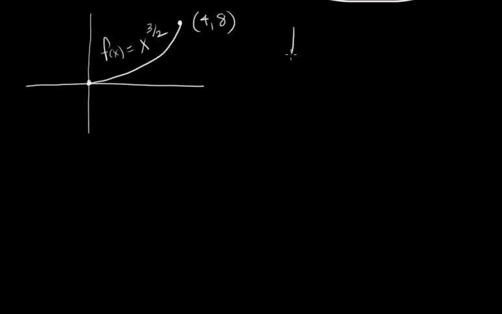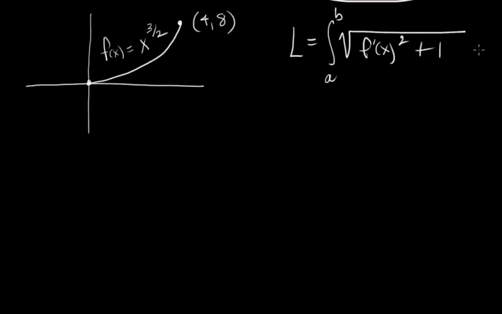So here's an example. Let's write the formula down again. L is equal to the integral from a to b of the square root of f prime of x squared plus 1 dx. Here we want to find the length of the curve y equals x to the 3 halves from x equals 0 to x equals 4. So you see your curve here, and it's 4, 8. And so we want to calculate.